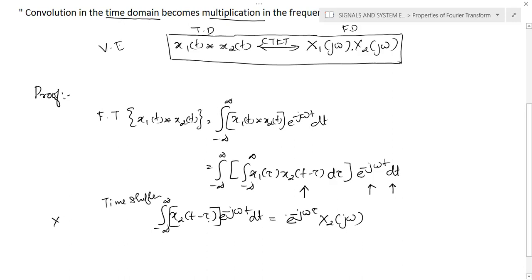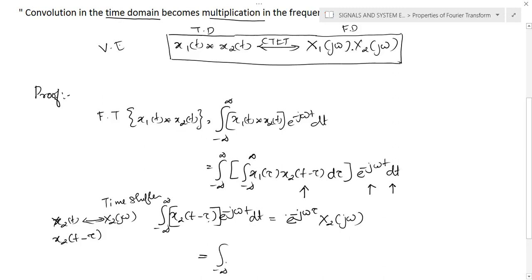If you know the transform of x2 of t, then you can find the Fourier transform of x2 of t minus τ. If the Fourier transform of x2 of t is X2 of jω, then the Fourier transform of x2 of t minus τ is e raised to minus jωτ into X2 of jω. We can substitute this result in the previous equation.